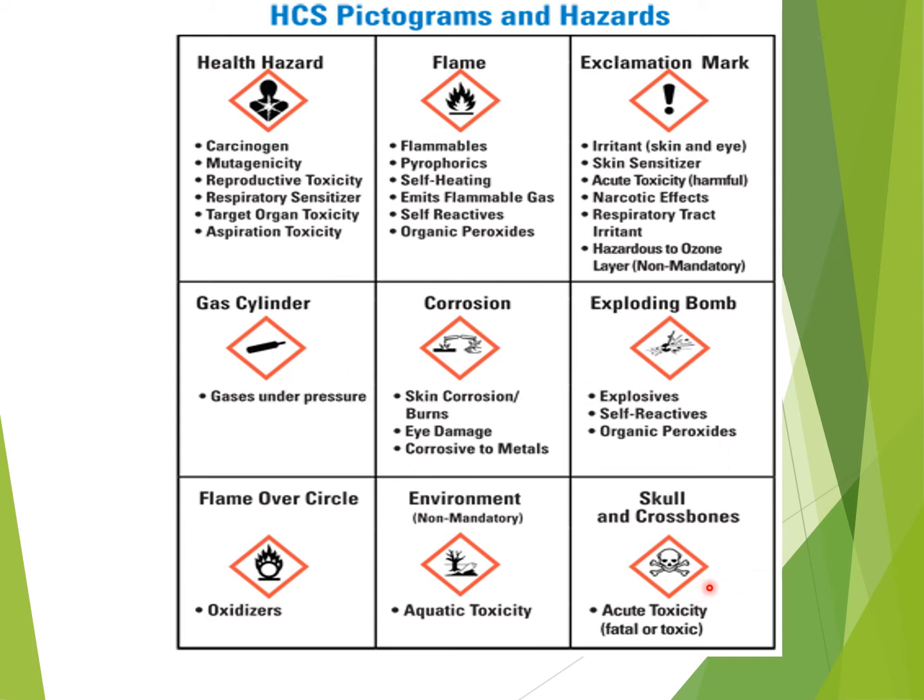I'm going to jump over here. Skull and crossbones is the traditional toxic one. Aquatic toxicity, I can't see that very well, but it's a fish, a dead fish, and a dead tree. And then the last one is what I call the flame over the circle, which is oxidizers, which is something that can provide oxygen. And you'll see that's a flammable hazard, right? And you'll see that the flame and the oxidizer are sort of the same, but you see there's an O inside the oxidizer, so you know it's an oxidizer.